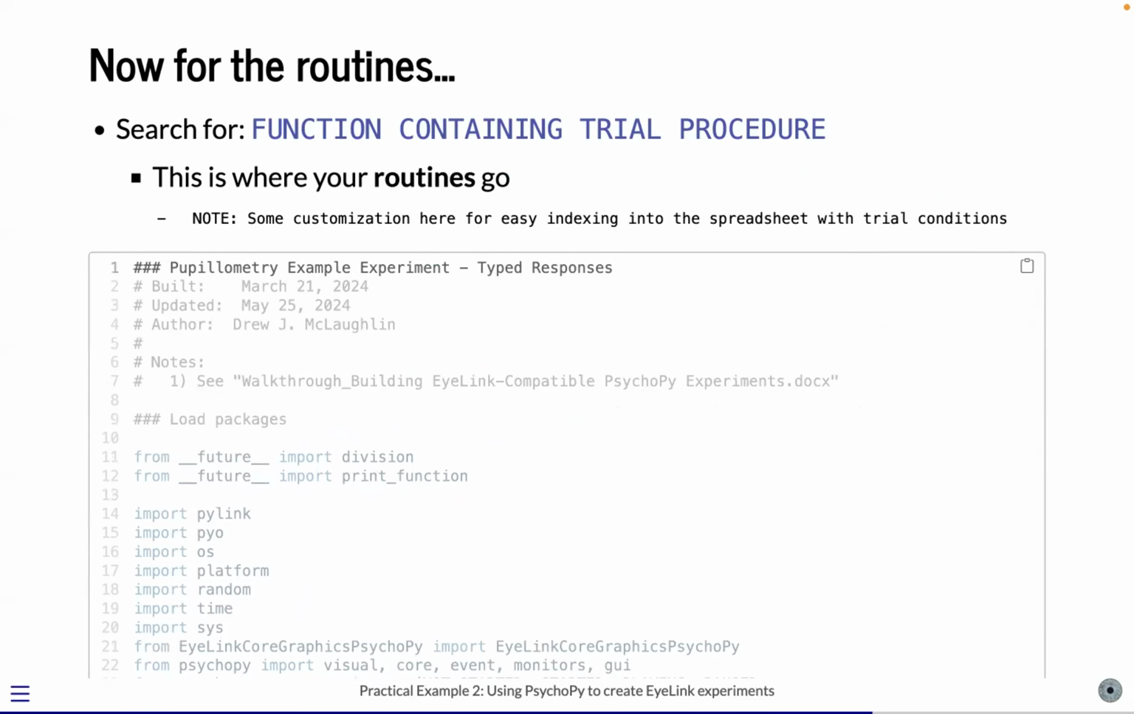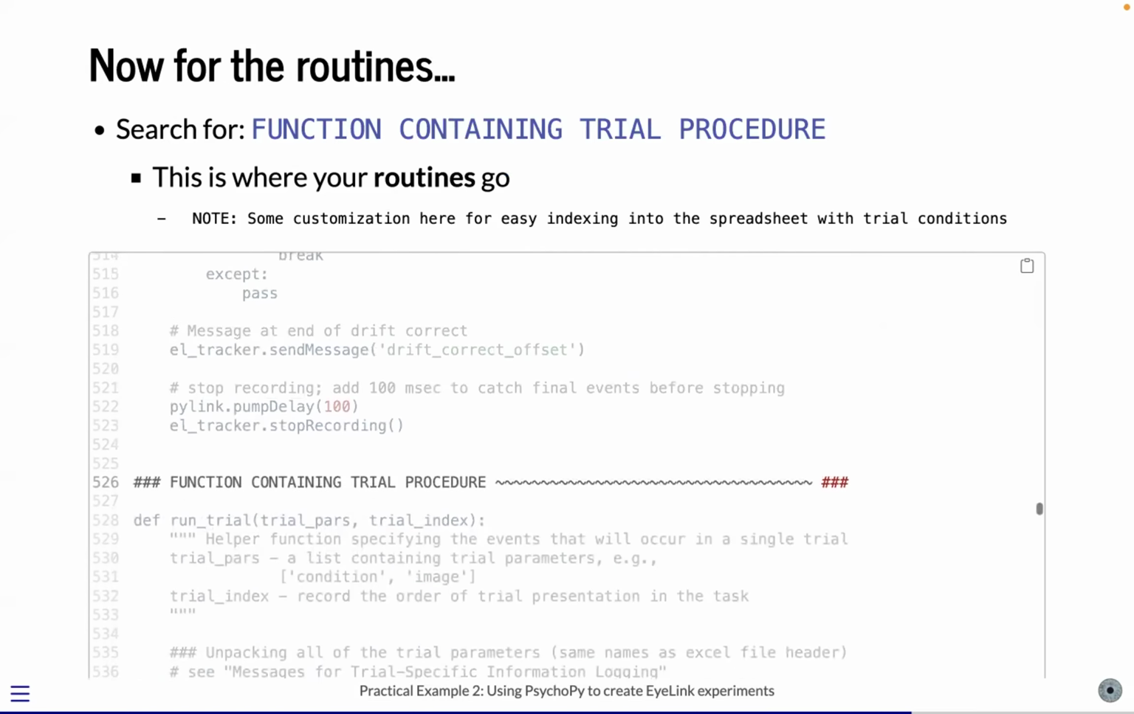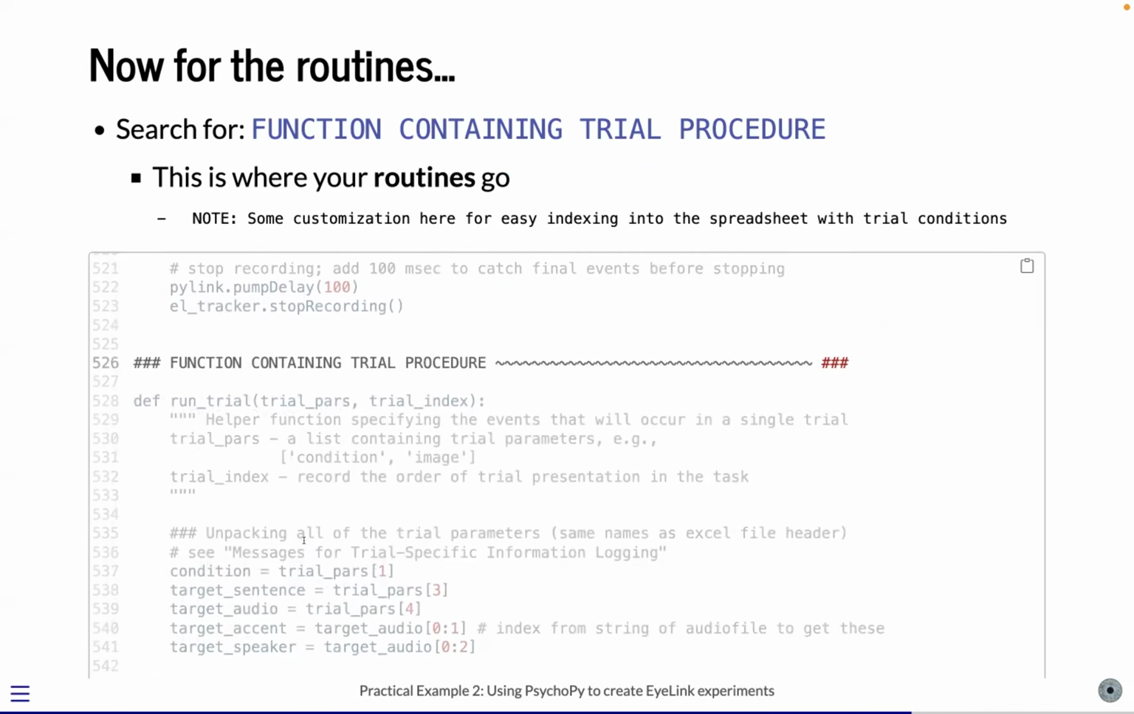Okay, the other thing you'll be stealing is that trial procedure. So the next thing you should search for is the function containing trial procedure, which I have put a comment here to guide you to. This is where your routines are going to go. This is a fairly custom section, I will admit, because it's written more in the Python style than the PsychoPy style. My apologies, but it's very efficient.